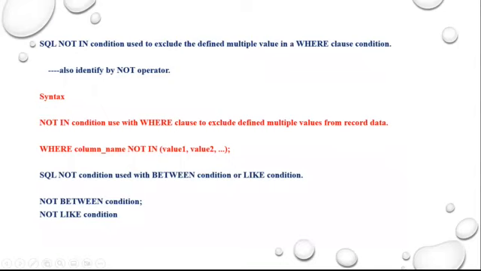This one is always used to exclude the defined multiple values in a WHERE clause condition, and it is identified by the NOT operator. The NOT IN condition is used with the WHERE clause to exclude defined multiple values from the record data. The syntax is WHERE column name NOT IN (value1, value2). That means it is quite the opposite of the SQL IN operator. We can also give conditions like NOT BETWEEN and NOT LIKE.